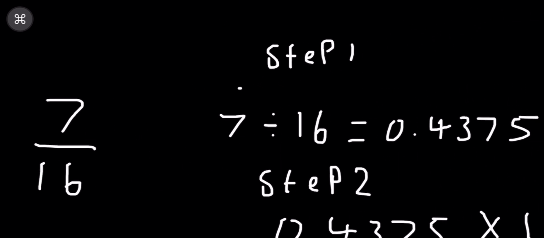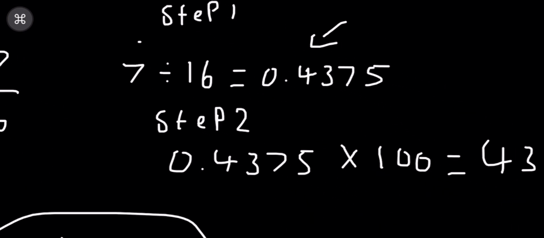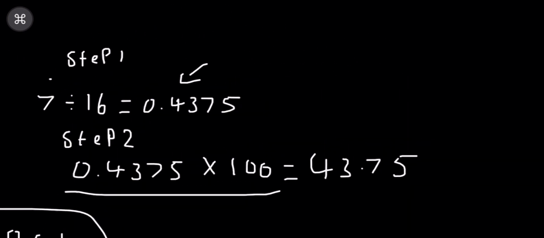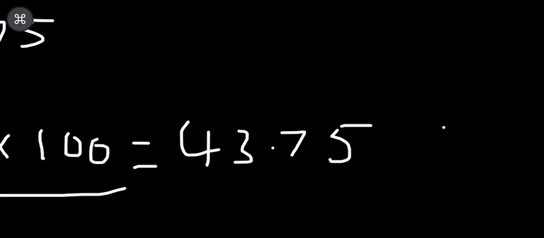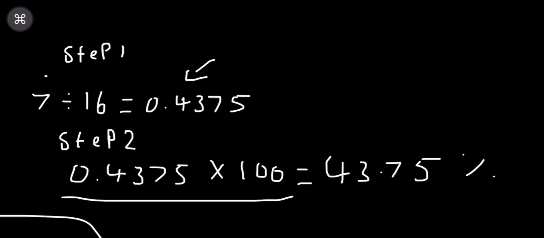Exam-style fractions. Here's the first example. 7/16. Step 1, we divide. So 7 divided by 16 equals 0.4375. Step 2, we multiply that by 100. So 0.4375 multiplied by 100 equals 43.75%. It's fine if the decimals look messy, it still works perfectly.